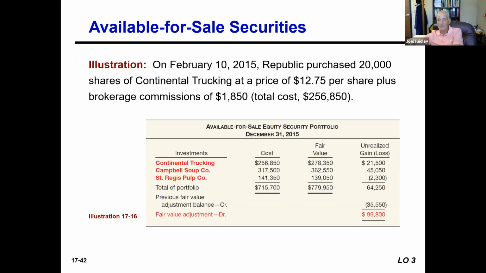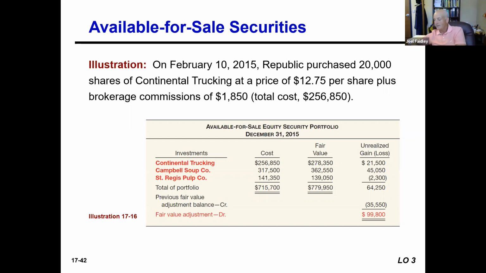Or I guess if you hold it up in a mirror, you can see what it is. But this says that we should have a balance of $64,250. And right now the balance is $35,550. All right. So how do we get from that credit balance of $35,550? Remember that from the prior page? How do we get from there to $64,250?